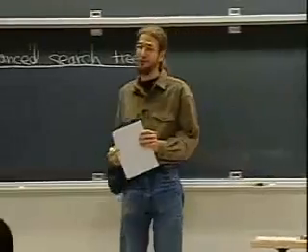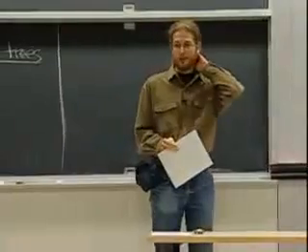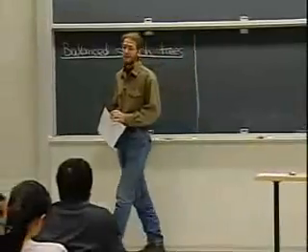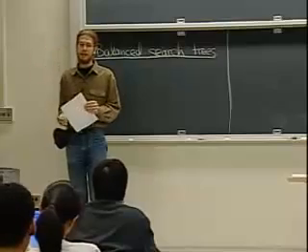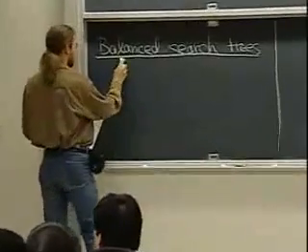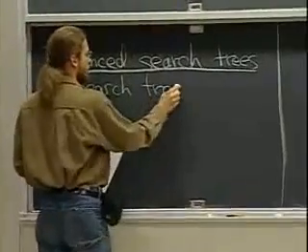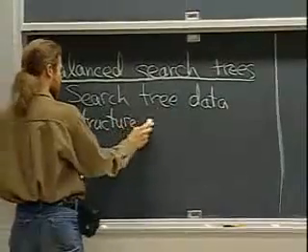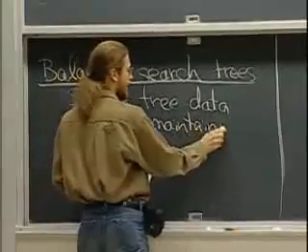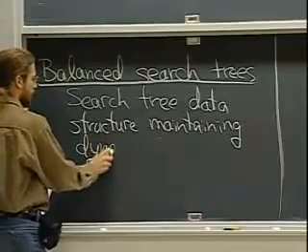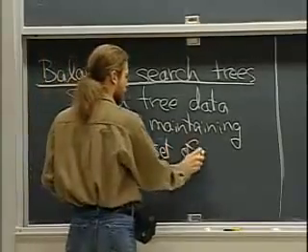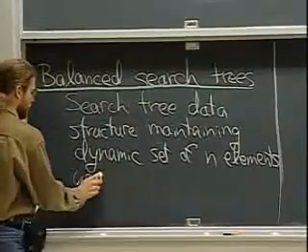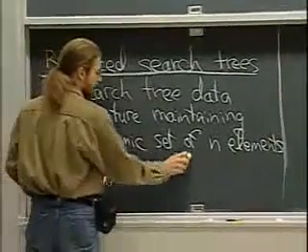Today we're going to talk about balanced search trees. Now, we've hinted at this for a while. Our goal today is to get a search tree data structure so we can insert, delete, and search, all in log n time per operation. So we want a tree that's guaranteed to be log n in height. So that's a balanced search tree data structure. We want a data structure that can maintain a dynamic set of n elements in log n time per operation. So let's say using a tree of height order log n.